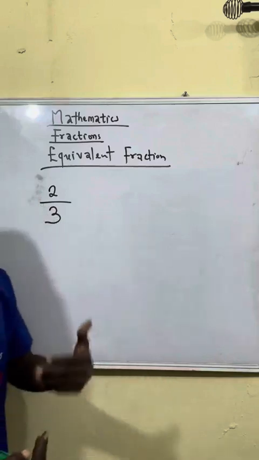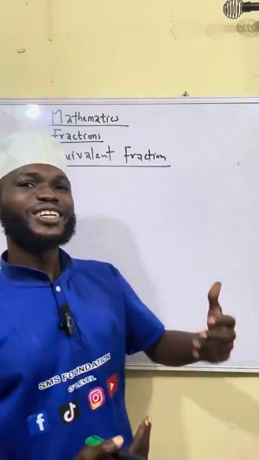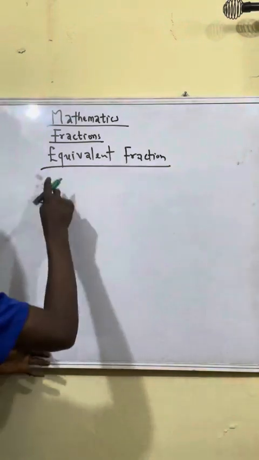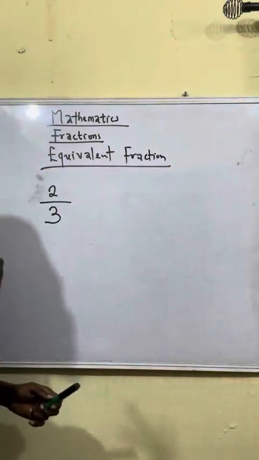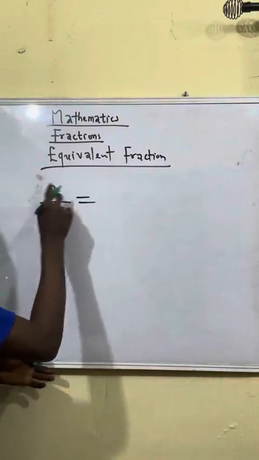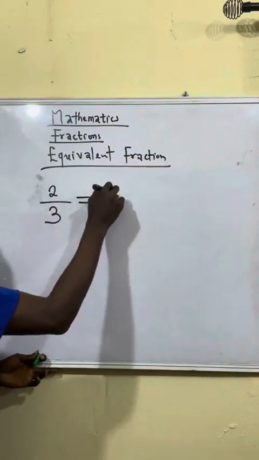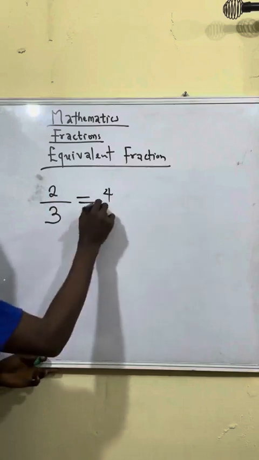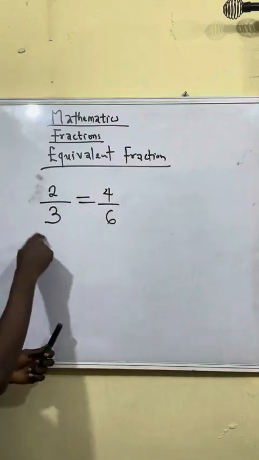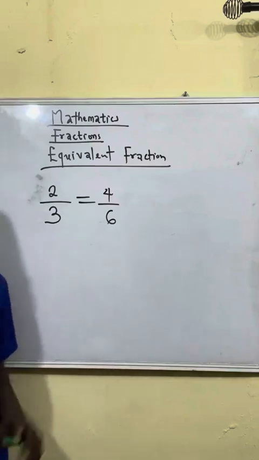If I want to get another fraction that has a numerical value of 2 over 3, I can just multiply 2 over 3, both the top and the bottom, by the same number. If I multiply 2 by 2, I will have 4 on top. Multiply 3 by 2, I will have 6 under. So 4 over 6 is still equivalent to 2 over 3. So these are equivalent fractions.